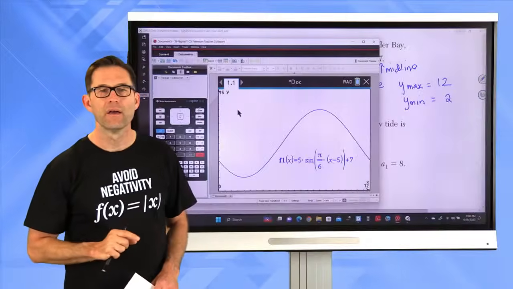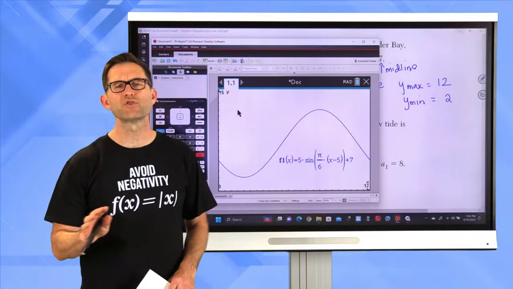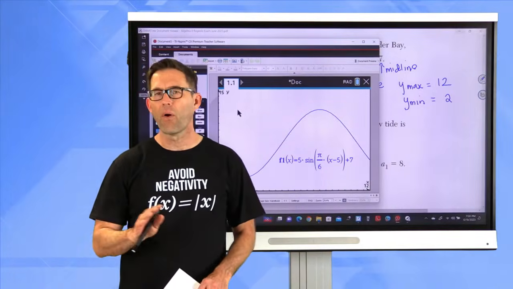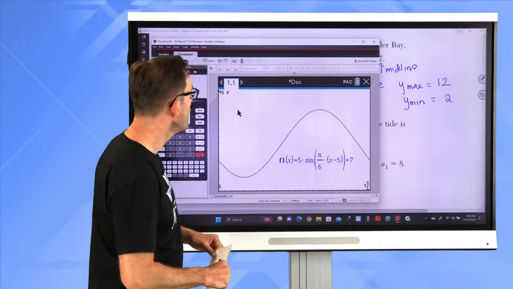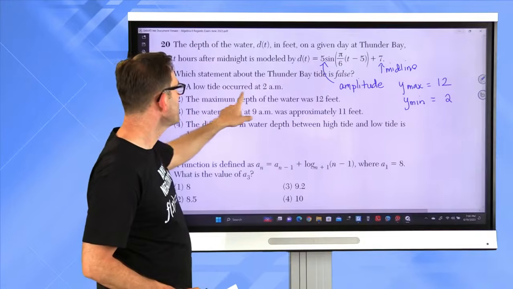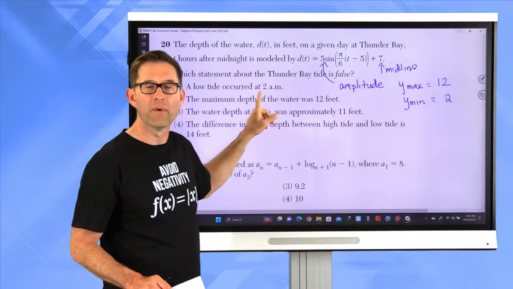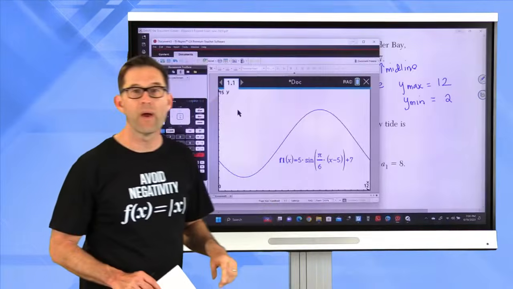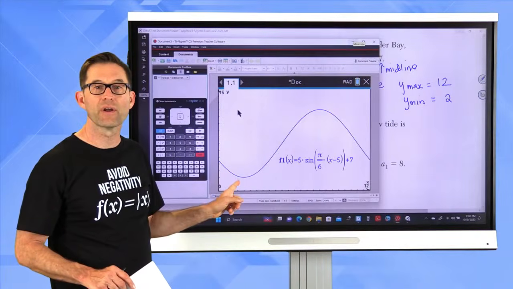And look at that, right? Makes so much more sense now, all right? And I can start to think about all the different choices. One of the choices was low tide occurred at 2 a.m. In other words, the lowest level occurred at 2 a.m. Well, does that occur at 2?